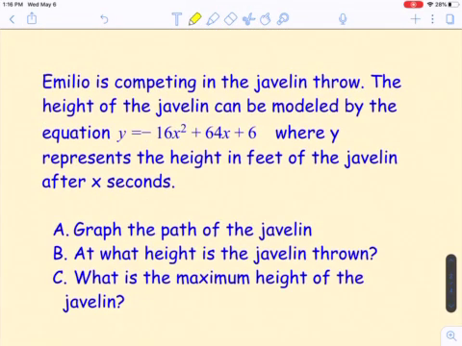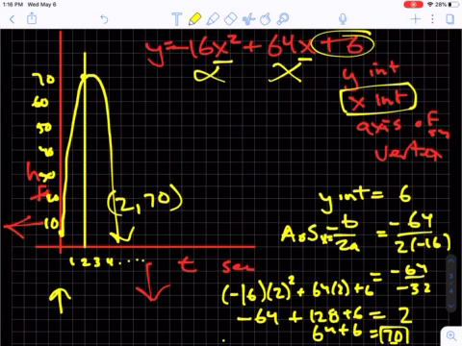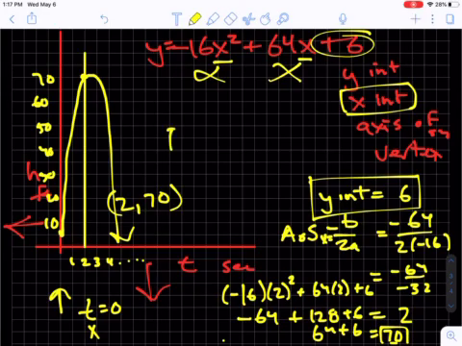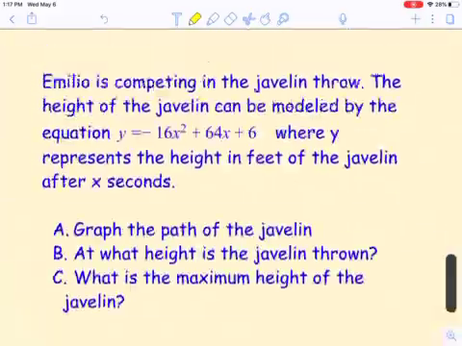It's also asking us, at what height is the javelin thrown? Well, the javelin is thrown at time 0, right? At time 0. When t equals 0 is when the javelin is thrown. And so your time is x, right? So we already figured that out. When x equals 0, that's our y-intercept. So our y-intercept, believe it or not, is very useful. That's how high the javelin was when it got thrown, because that was the time 0. So to answer B, it would be 6 feet. That is the height the javelin was at when it was thrown.